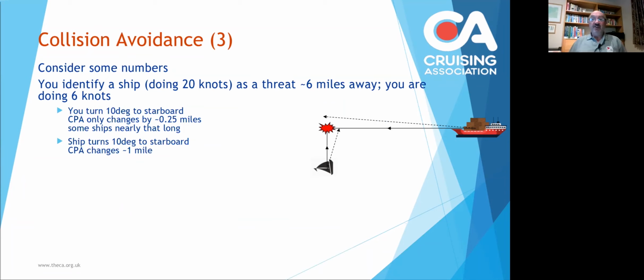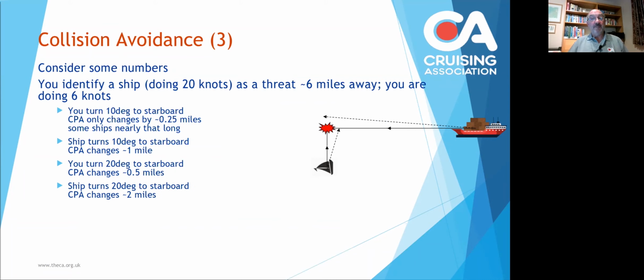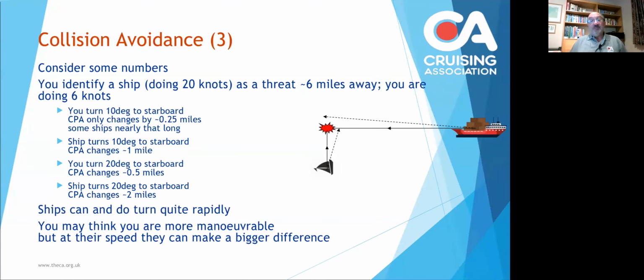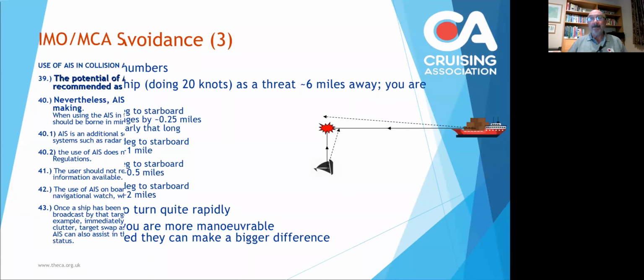If the ship turns 10 degrees to starboard, the CPA changes by about 1 mile. So that just shows how a ship's change can have a much greater effect. If you turn 20 degrees to starboard, your CPA changes 1/2 a mile. If that ship changes 20 degrees to starboard, you've then got a CPA of 2 miles. So ships can and do turn quite rapidly, and usually they will do it a long way in advance. We often think that we're more maneuverable than a big ship, but at the speed they're doing, they can actually make a much bigger difference in CPA than we can.